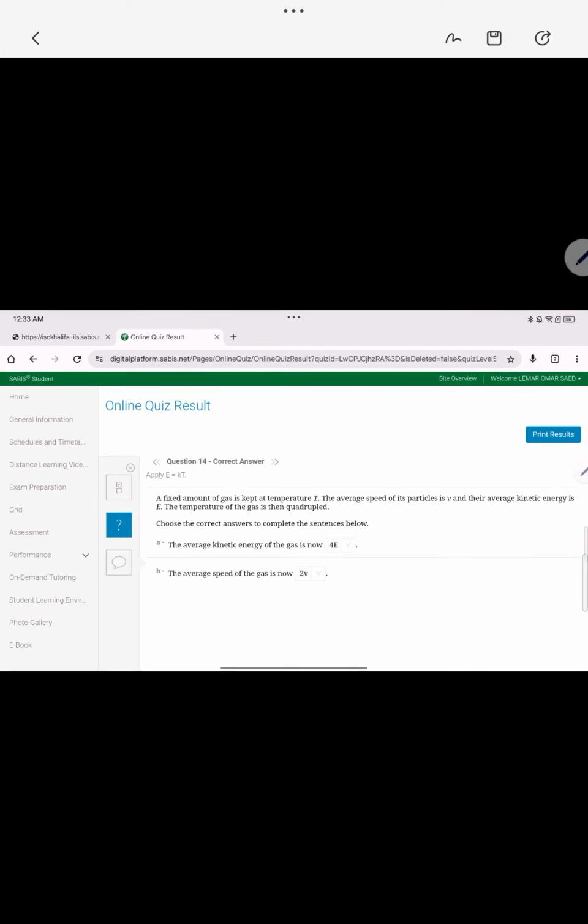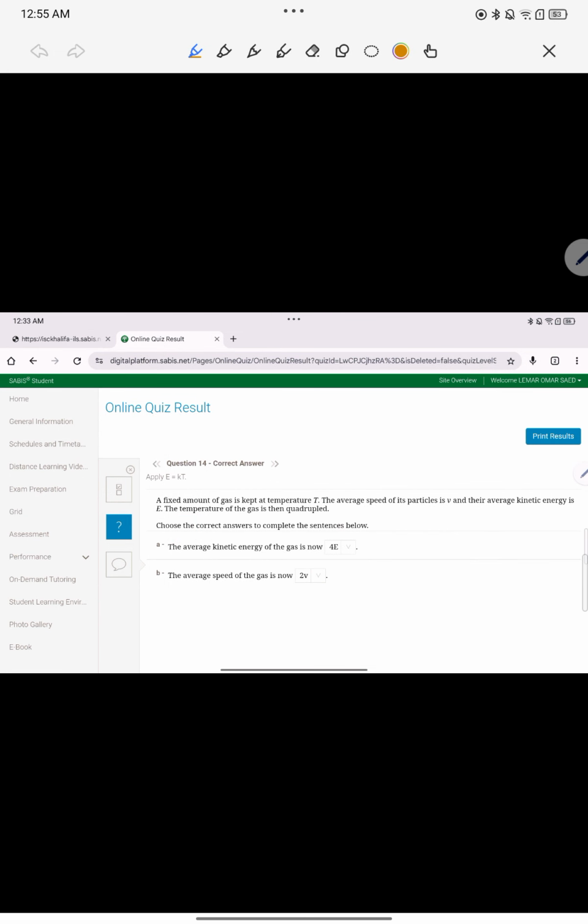Okay, now question number 14. What you should know is that the average kinetic energy is directly proportional to the temperature. So if the temperature quadruples, then also the average kinetic energy quadruples. So if something is directly proportional to another thing, if this is multiplied by 4, this will also multiply by 4. If this is multiplied by 2, this is also multiplied by 2 if it's directly proportional.